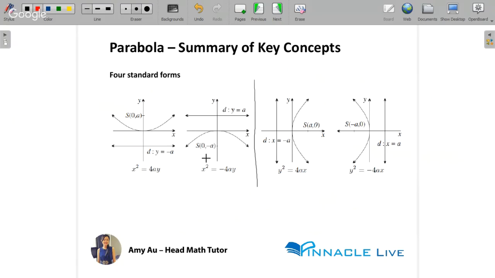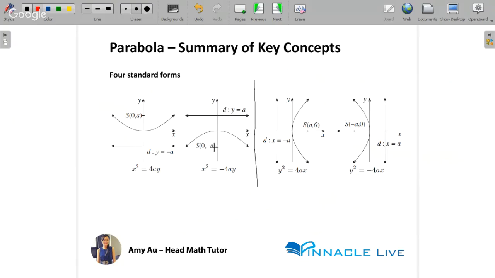So the left half, you're dealing with concave up, concave down. Positive is concave up, negative is concave down. Now this here, a, is your focal length. Focal length is literally the distance from the vertex to the focus and the vertex to the directrix. So that's why those are the coordinates of the focus and directrix.